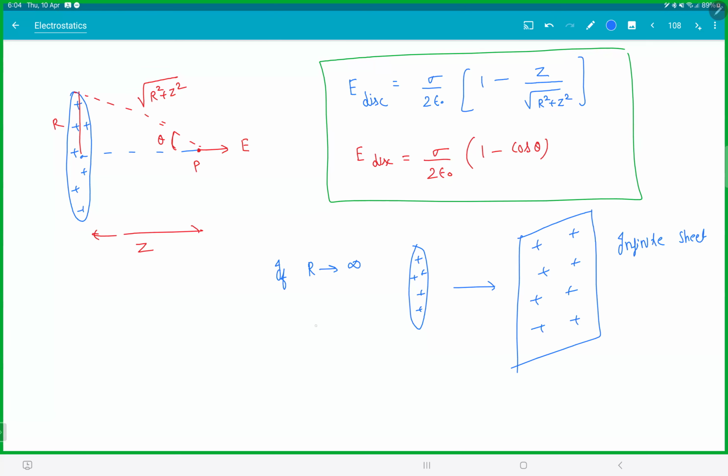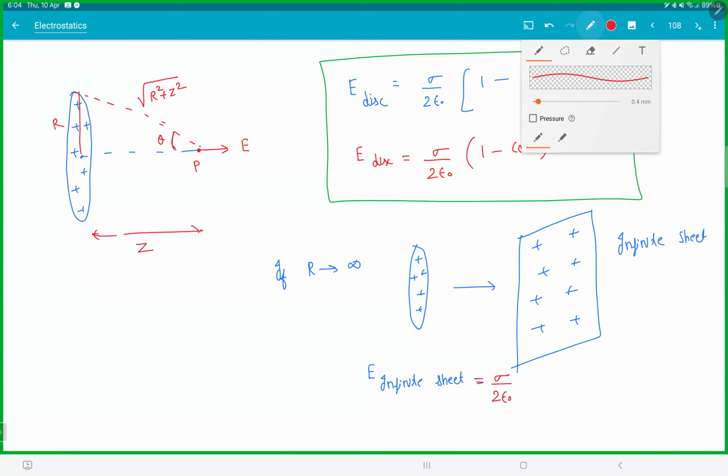And look at the result. What happens if R is infinity? This term will become 0. Then we will get the field due to the infinite sheet: sigma by 2 epsilon. That is the field due to the infinite sheet.